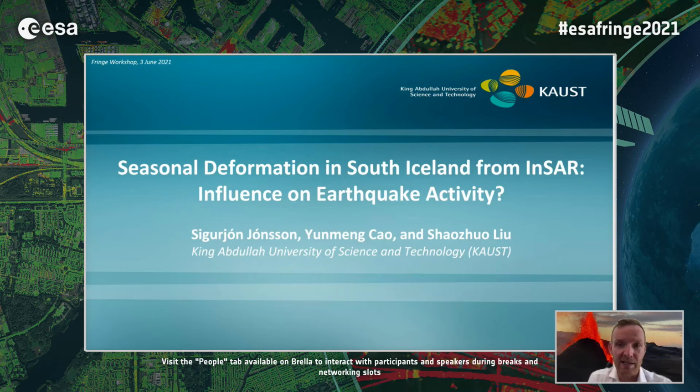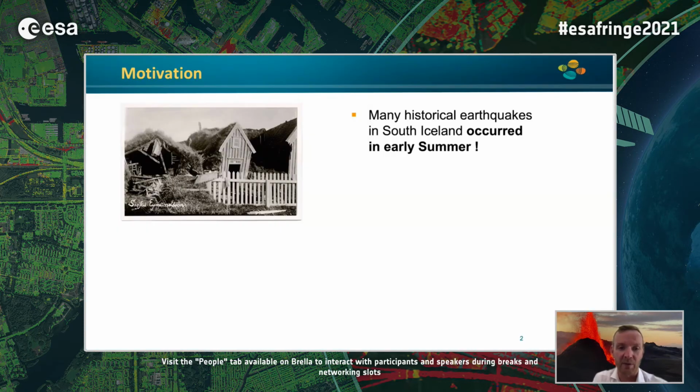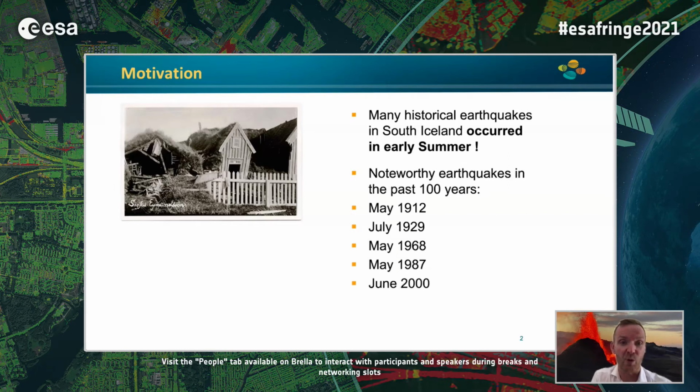Let's move into this. What's the motivation here? It's astonishing, if you look at historical earthquakes in South Iceland, that they seem all to occur in early summer. So if you look at the last 100 years, the noteworthy earthquakes, they are in May, they're in July, June, May, and May again.